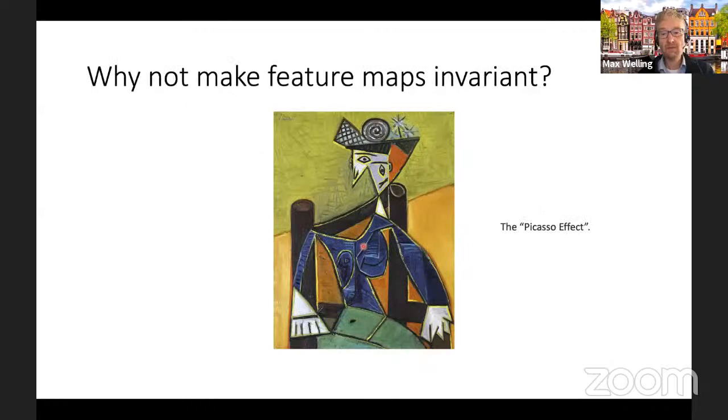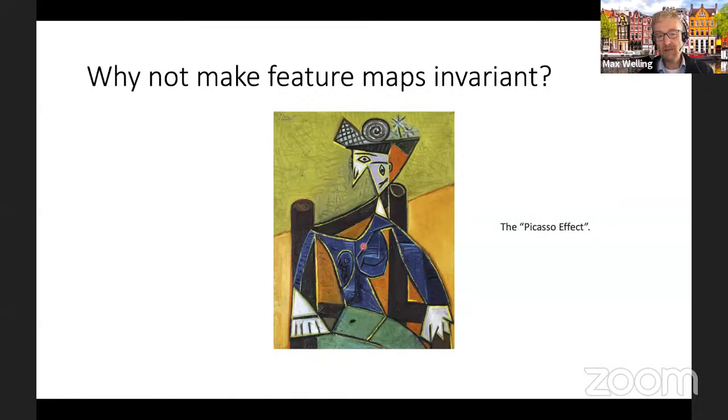So the first question is: why are we not making everything invariant, even in the middle of a neural net? If we are interested in the end in an invariant map, which means that a cat is a cat even if it's upside down, then we could make every layer in the neural net invariant.